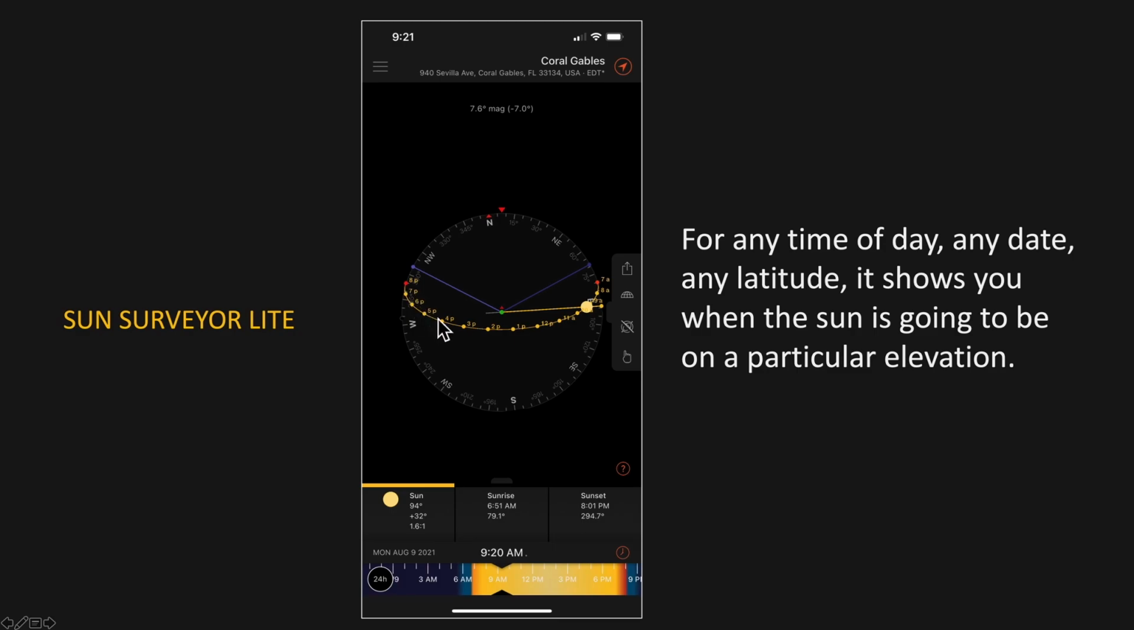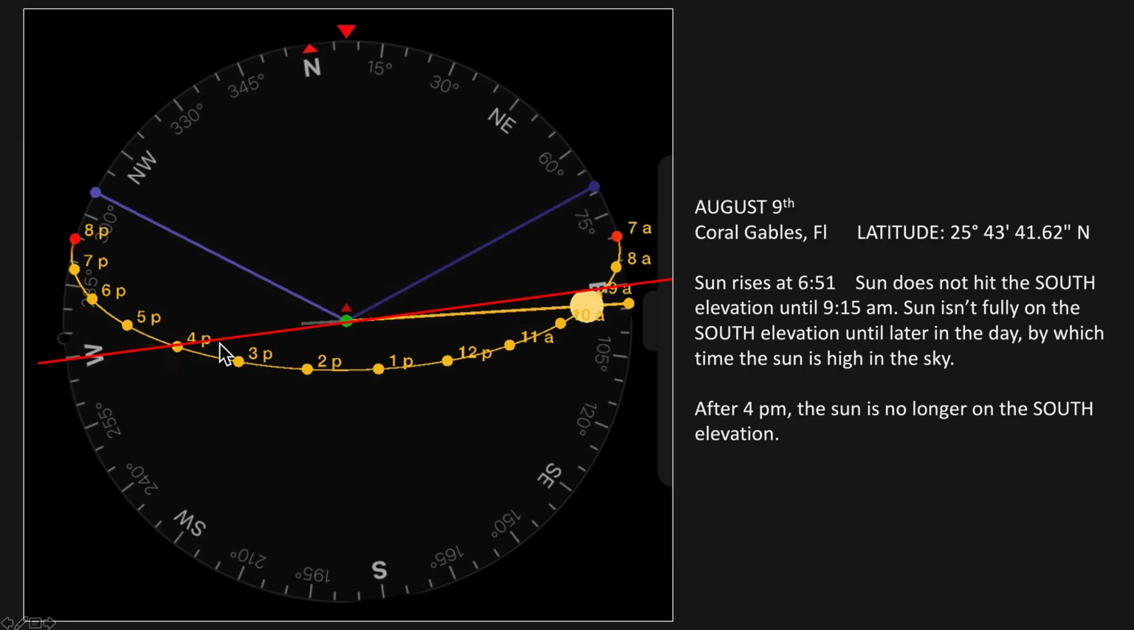So let's look at this close up. What I've done is I've drawn a line across the east and west elevations. So everything here is south elevation, everything here is north elevation. This is August 9th, Coral Gables, Florida. Latitude is 25 degrees, 43 minutes. The sun, as you can see, rises at 6:51, and it doesn't hit the south elevation until about 9:45. And it isn't on the south elevation really fully until much later in the day.